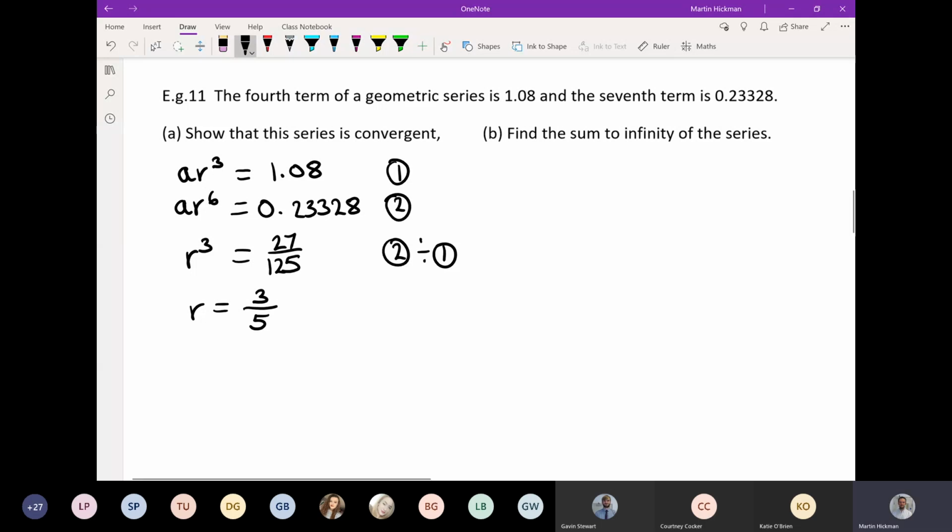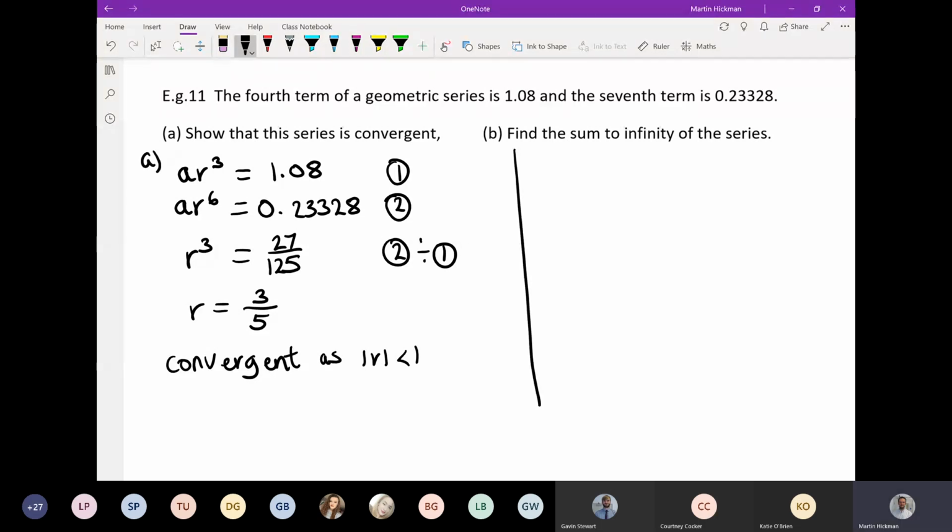Yeah, the modulus of r is less than 1. I know it's difficult to put that in on the chat. Just remember it's that the modulus of r is less than 1. For example, if you have r as -2, it's still a divergent series because if you're multiplying by -2 each time, it's not going to go to 0. So r is between -1 and 1, or the modulus of r is less than 1. So r is 3/5, so we know it's convergent, as the modulus of r is less than 1.